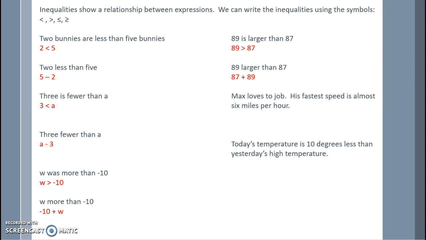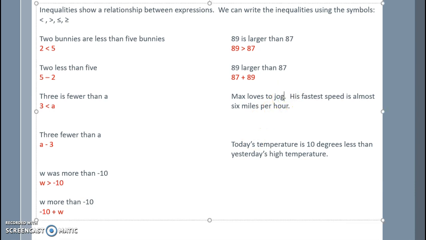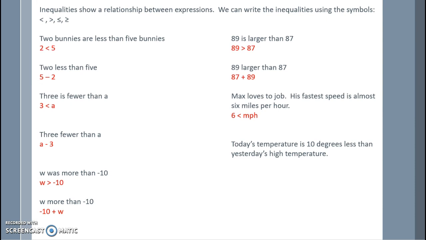Max loves his job. His fastest speed is almost, I should say jog, not job, jog. There we go. His fastest speed is almost 6 miles per hour. Well, he's not quite there and he's not over it. So his speed has to be, 6 has to be less than his speed. Today's temperature is 10 degrees less than yesterday's temperature. 10 degrees is less than yesterday's high.